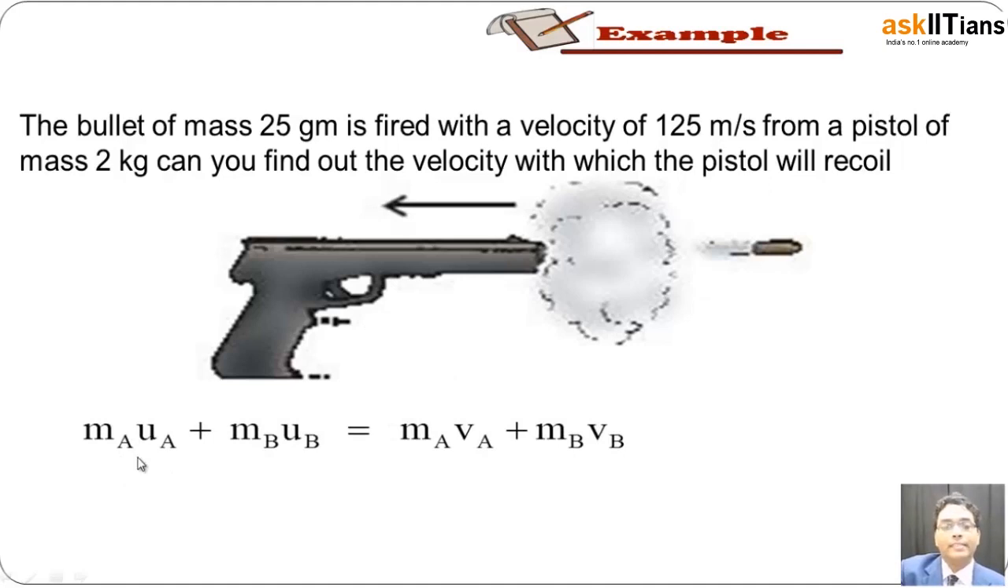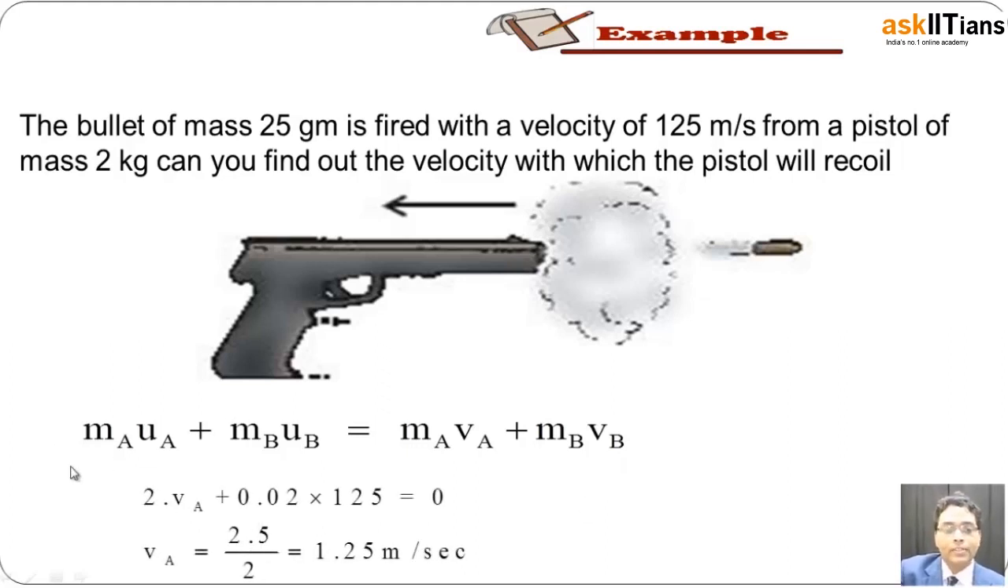So what will we have? We'll say that m_A into u_A, so that is this, plus m_B u_B, that is this. That is the initial velocities. The initial velocities of both the gun and the bullet is 0. Both of them would have some final value of velocity, which will be given by m_A v_A plus m_B v_B.